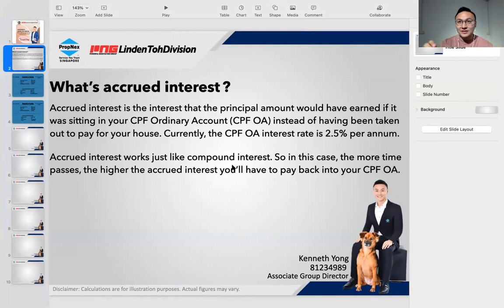If you never use the ordinary account CPF to pay for your house, the government is actually paying you 2.5% per annum. So the more you use it to pay for your house and the longer the duration, the more the interest will earn. When you sell your property, you will need to put back the principal amount that you have used, plus the interest that this principal was supposed to earn. So that is accrued interest.